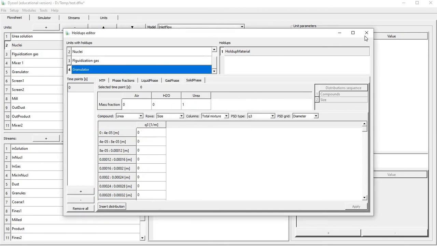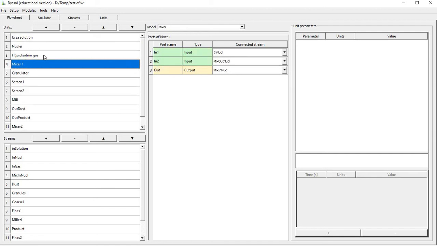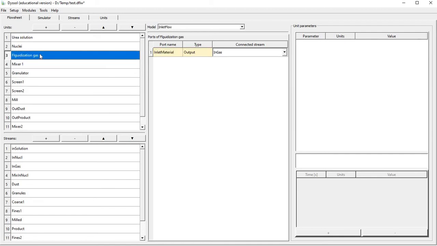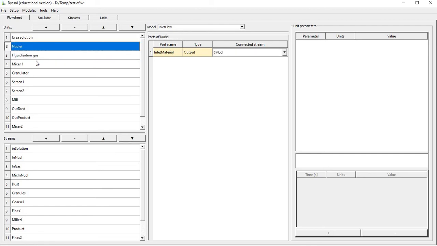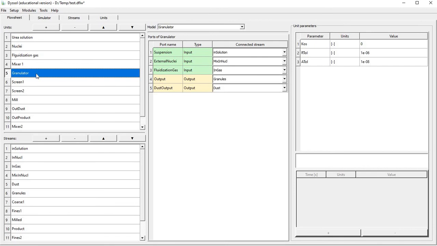Now we have defined all holdups which it is necessary to define. Next stage, it is necessary to define parameters for unit operations. Some unit operations, like inlet flows, don't have any parameters, but the granulator, screen and the mill have specific parameters which should be defined.